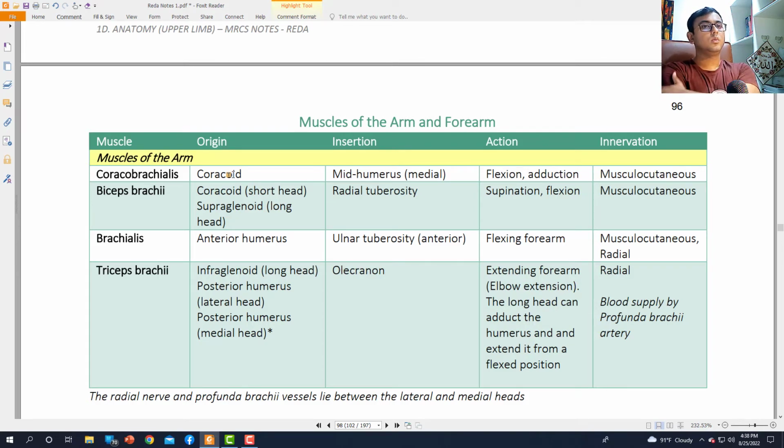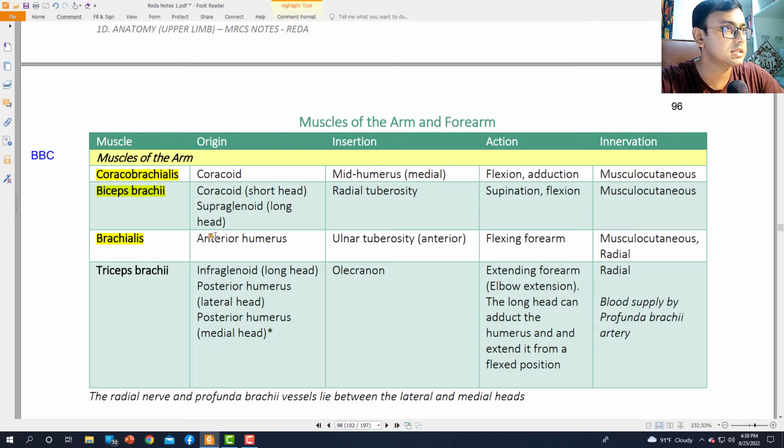Now the arm. What are the muscles present in the arm? There are 3 important muscles: coracobrachialis, biceps brachii, and brachialis. There are 3 things, BBC. It is also called the BBC. Coracobrachialis, biceps brachii, and brachialis. So biceps brachii, brachialis, coracobrachialis, BBC.